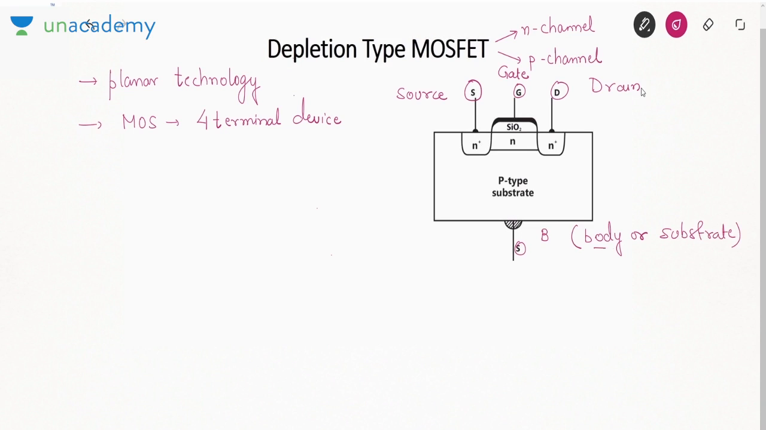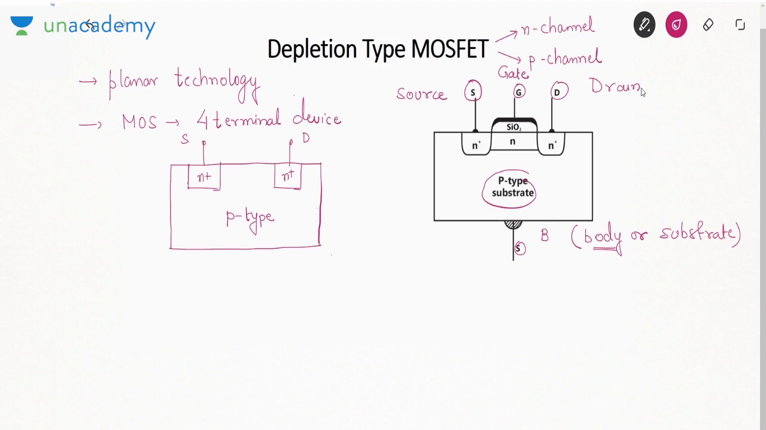So when you are constructing MOSFET, first we take a P-type substrate. So first what I'll do is, I'll take a P-type material that will act as a substrate. This is a P-type material. Then I will bombard group 5 impurity, or I'll use ion implantation to create N-type regions within this P-type material. That is, first I'll create source and drain.